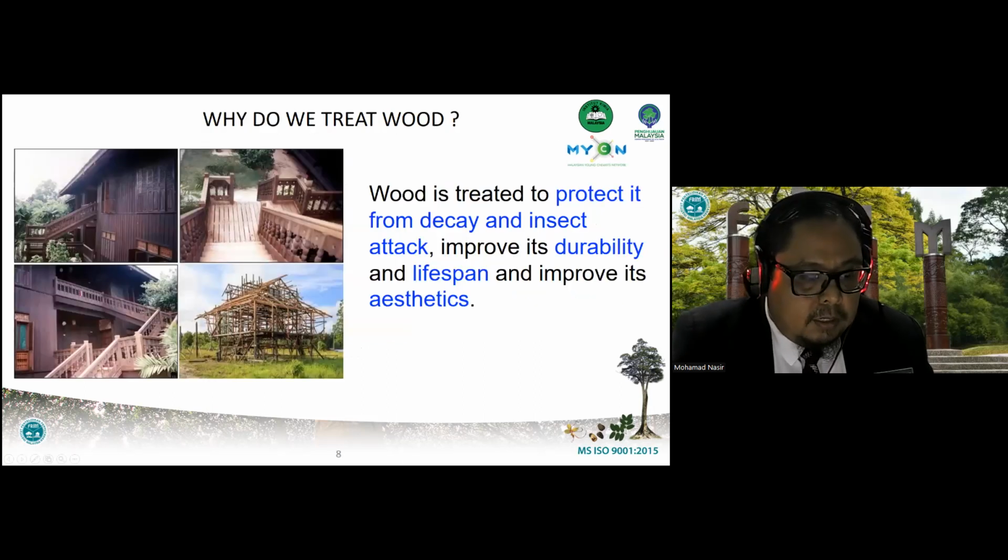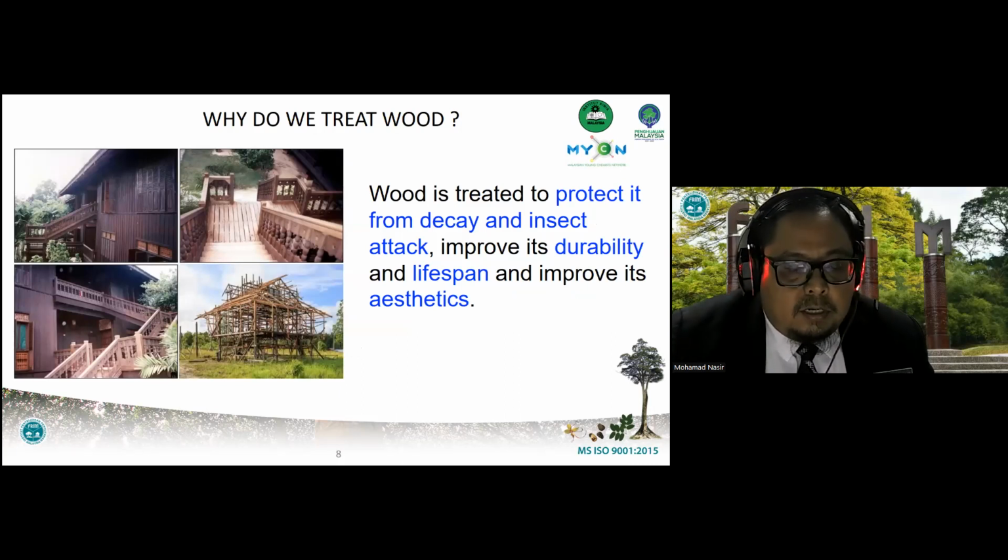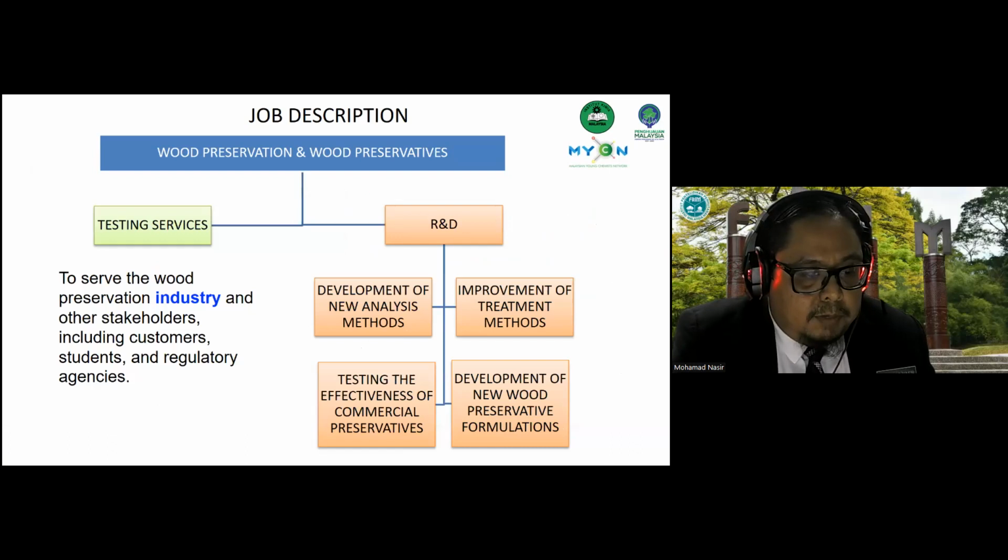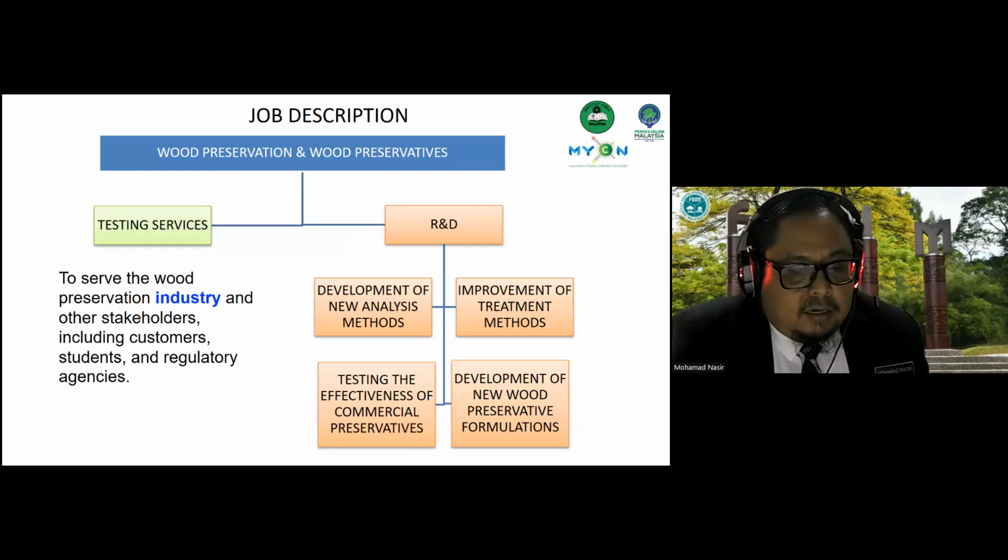So basically, why do we treat wood? Because wood is treated to protect it from decay and insect attack, improve its durability and lifespan, and improve its aesthetics. So basically, my duties cover testing services and R&D.